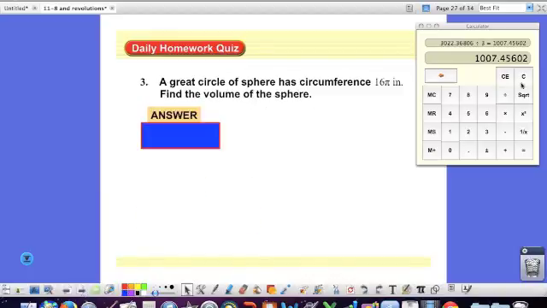And a great circle has a circumference of 16 pi. That means its diameter is 16, its radius is 8. Find the volume of the sphere. 8 times 8 times 8 is 512 times 3.14 times 4 divided by 3 equals 2,143.57.